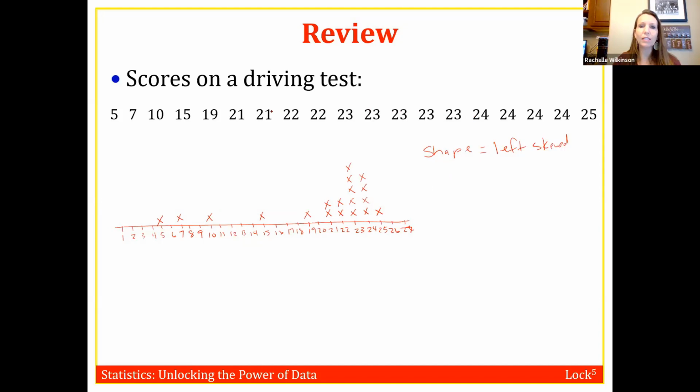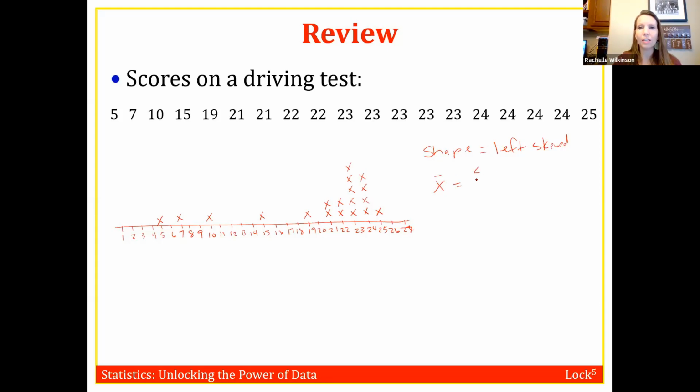Now, do you think that these numbers here, these 19 test scores, represent a sample or a population? Yeah, I think they're a sample. I think there's a lot more than 19 people that have taken this driving test. So I think this represents a sample. So if I'm looking at the mean of a sample, what kind of notation would I use for the sample mean? Good, yeah, we're gonna use X bar as the notation for the sample mean.